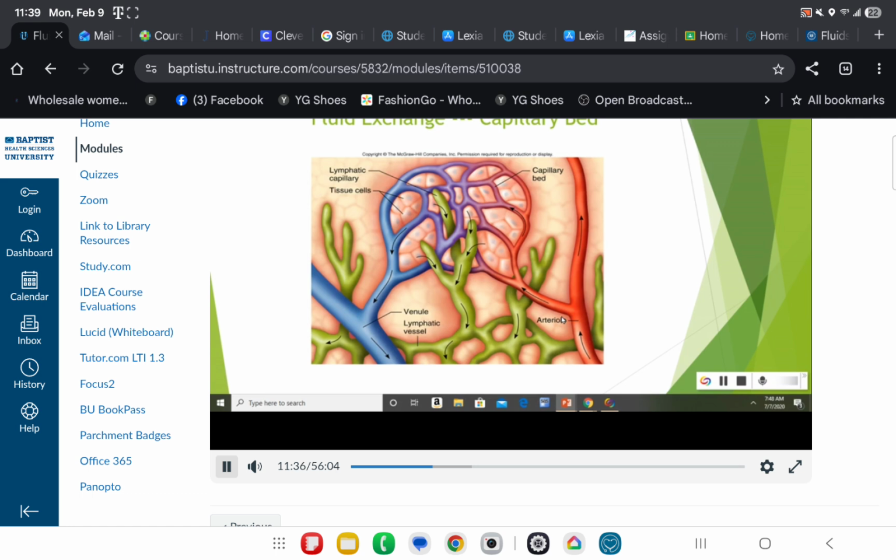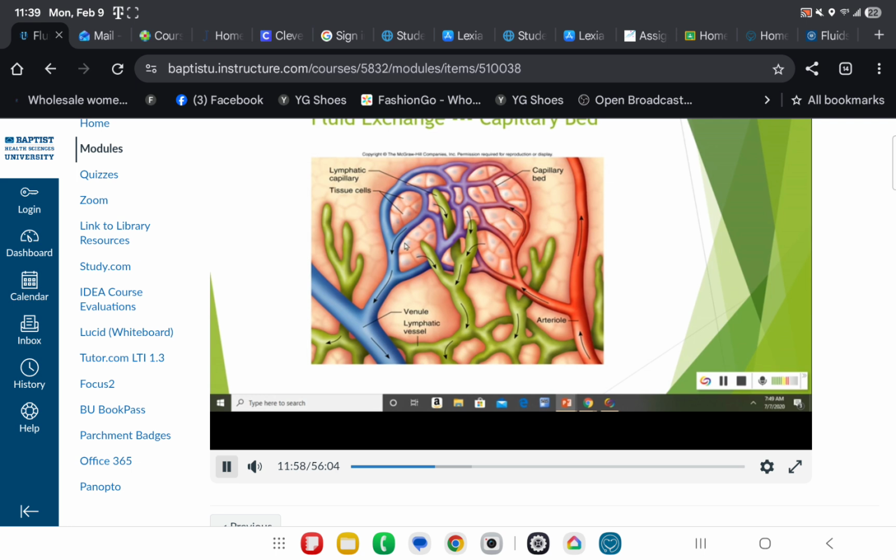So let's look at fluid exchange. Fluid exchange, and I'm going to stay here on this picture for a while, but you can follow along with your slides after this if you printed them out. But I'm going to stay on this picture for a while because this is going to help explain the actual fluid exchange that's going to happen in the cell.